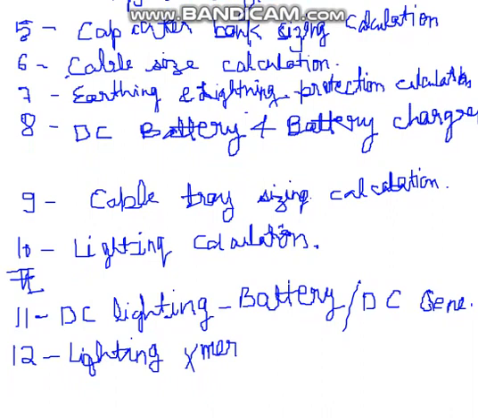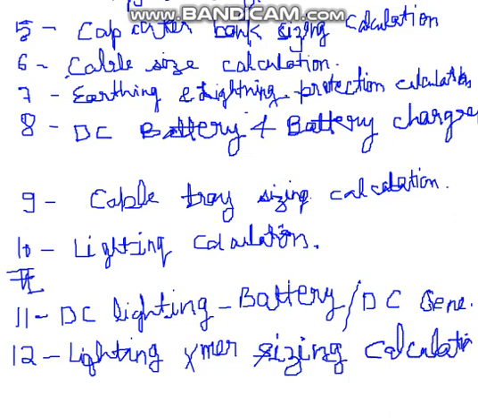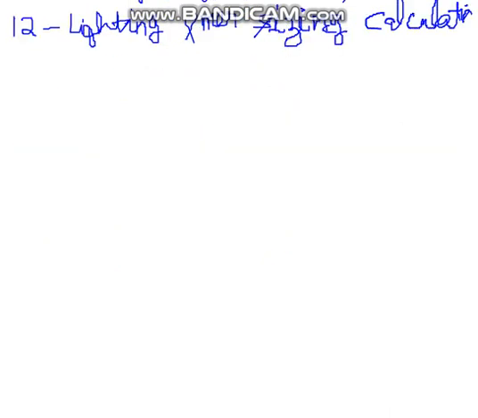For that lighting we install a separate transformer that is known as a lighting transformer. That is basically for lighting only, for AC lighting, not for DC. Friends, in the lighting transformer sizing calculation we decide what will be the size of the transformer we have to use.